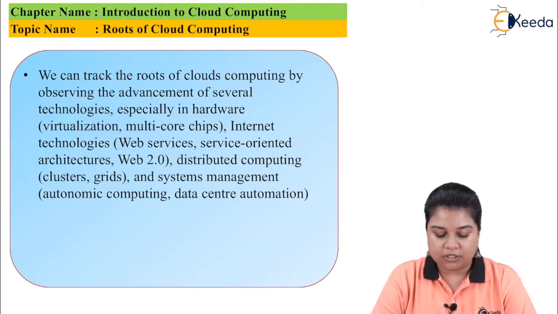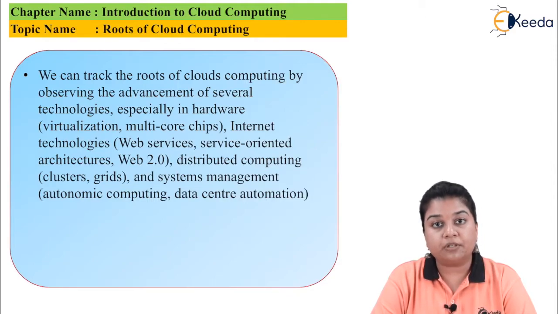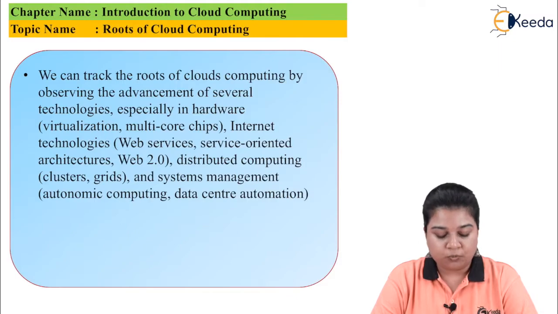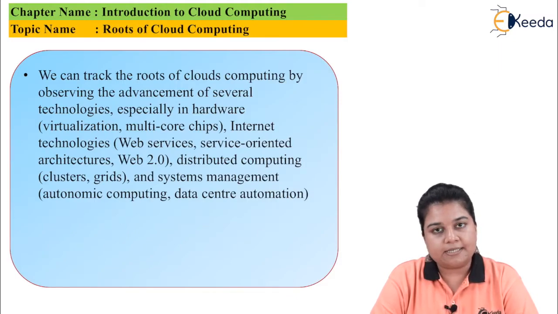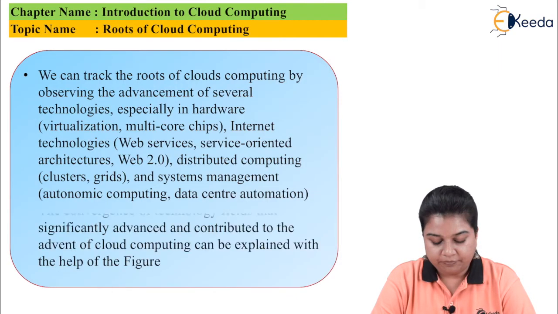Hardware has virtualization, multi-core chips. Then internet technologies, web services, service-oriented architecture, Web 2.0. Similarly, distributed computing, and in distributed computing we have clusters and grid computing, and systems management. Systems management is like the management of autonomic computing, data center automation, etc.